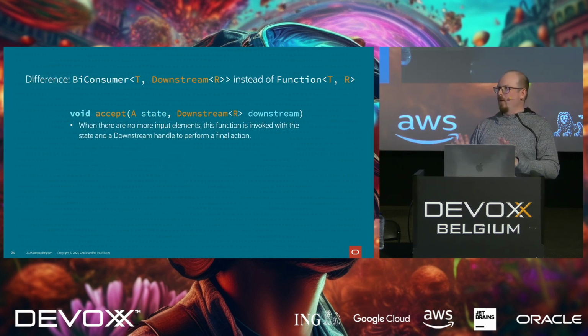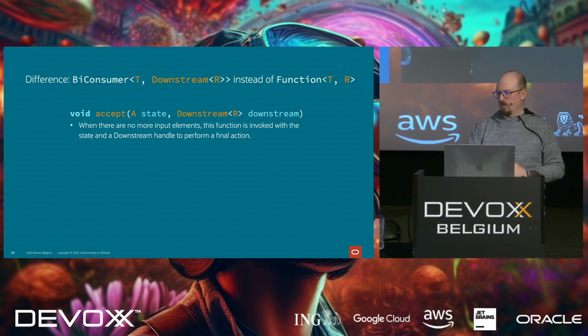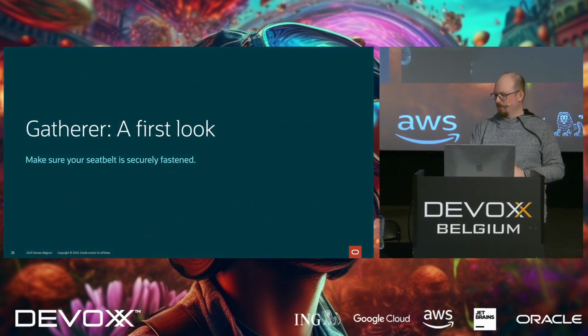All right, final difference. As we said, the difference is in the finisher. We don't return a single result. We have a handle so that when the upstream doesn't have any more elements for us, we can produce more elements to our downstream. So that's the main difference.